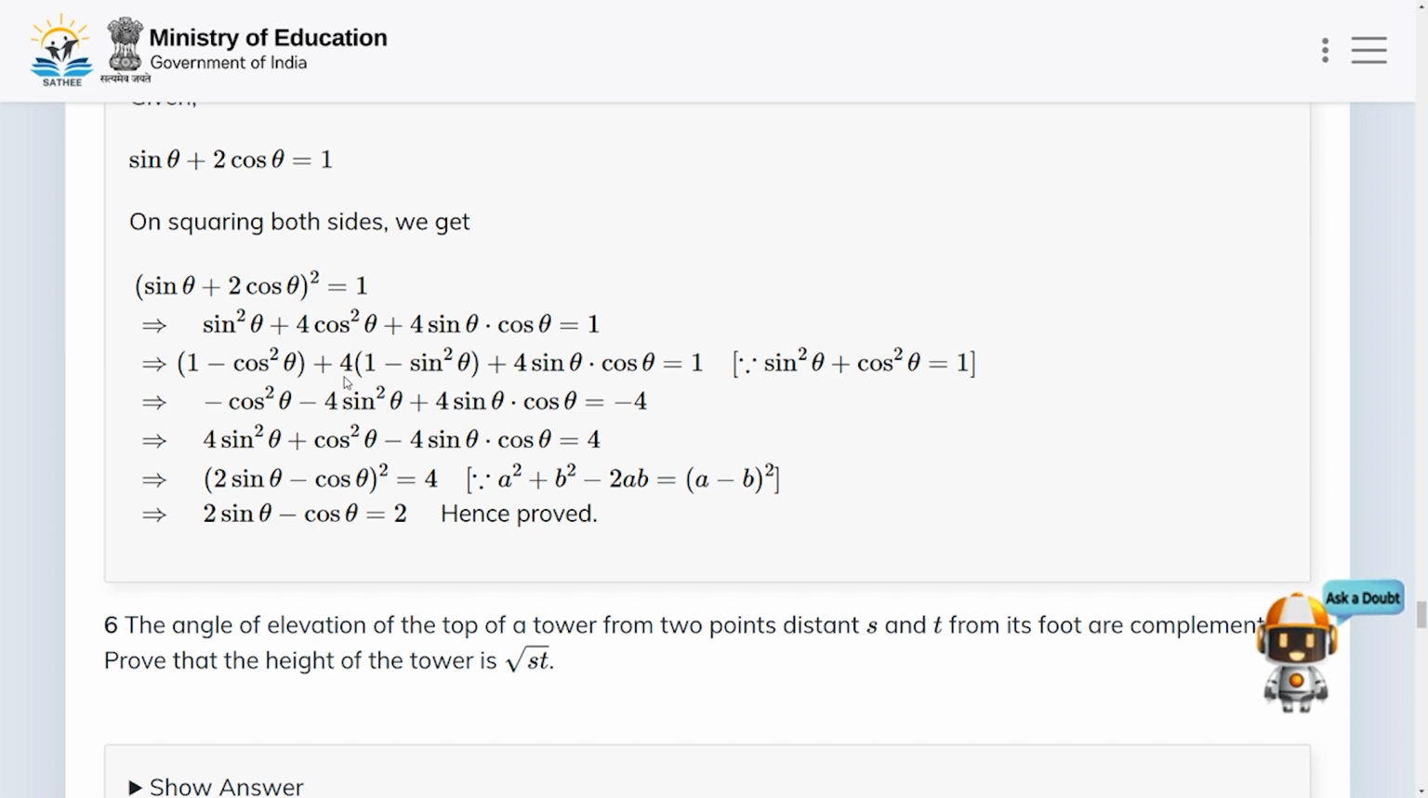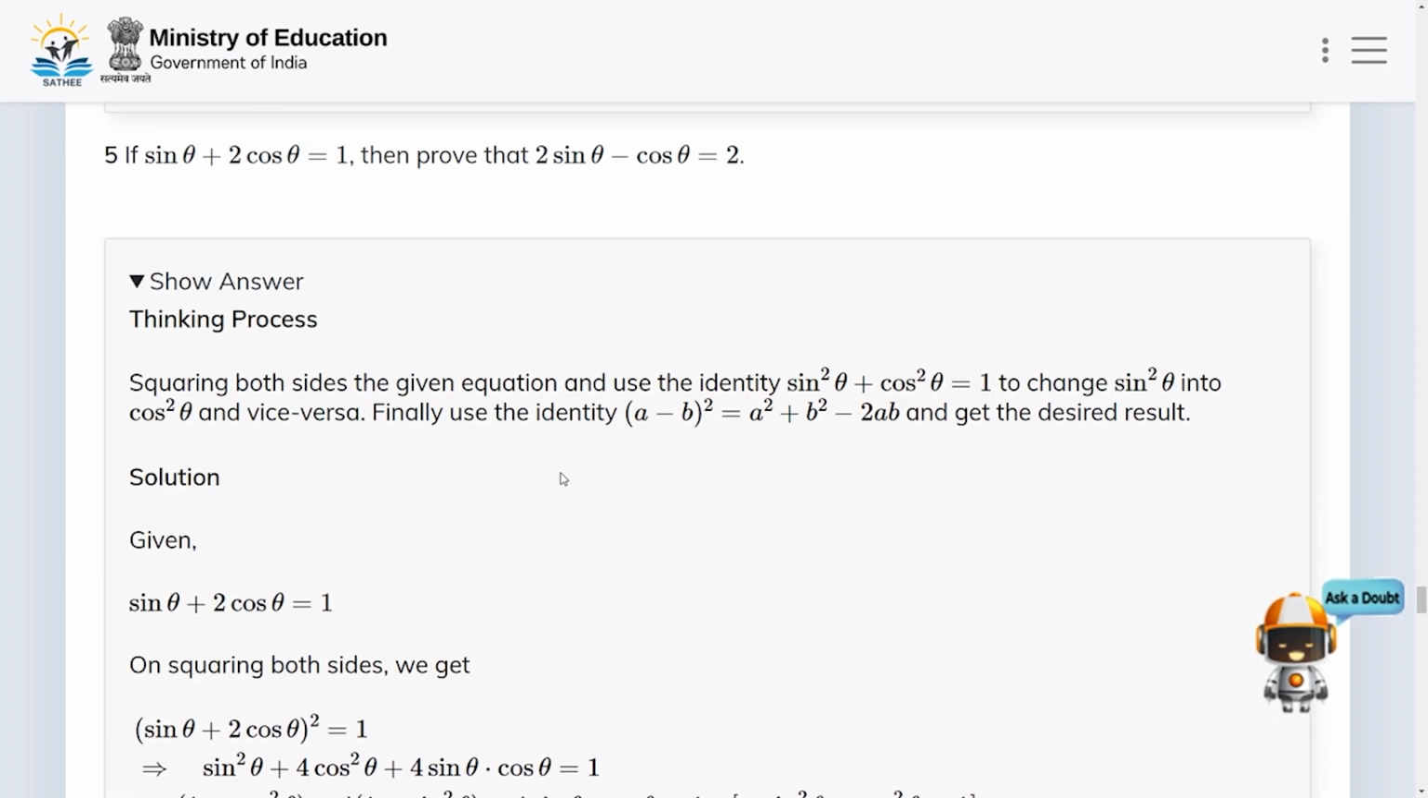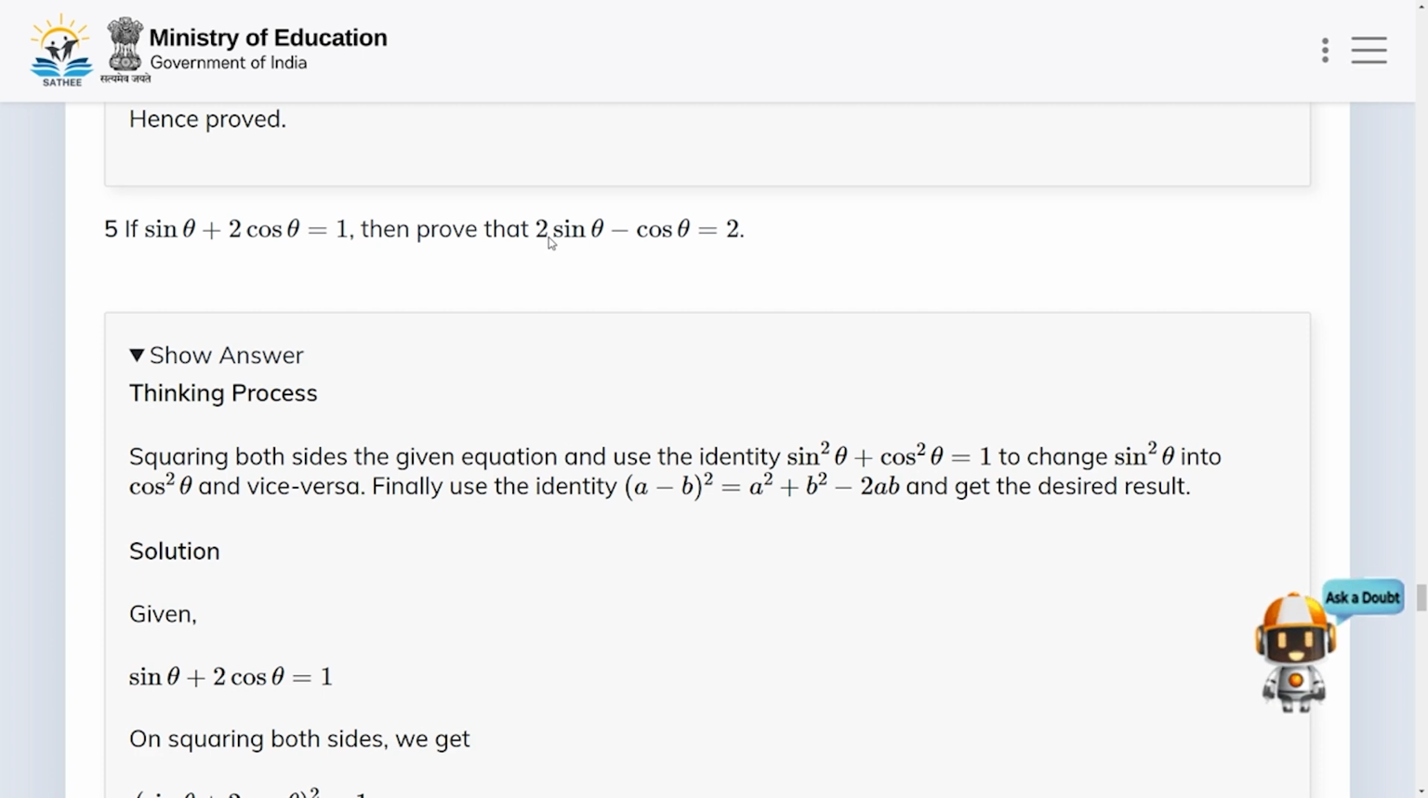Since we know sin square theta plus cos square theta is equal to 1. Okay. So it implies minus cos square theta minus 4 sin square theta plus 4 sin theta cos theta is equal to minus 4. Okay. And it implies 4 sin square theta plus cos square theta minus 4 sin theta cos theta is equal to 4. And it implies 2 sin theta minus cos theta whole square is equal to 4. Since we know this identity a square plus b square minus 2ab is equal to a minus b whole square. Okay. So it implies 2 sin theta minus cos theta is equal to 2. Okay. And hence proved, 2 sin theta minus cos theta is equal to 2.